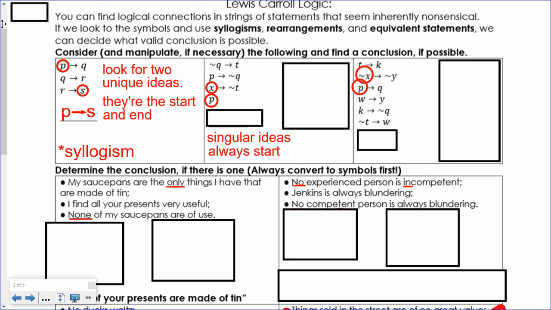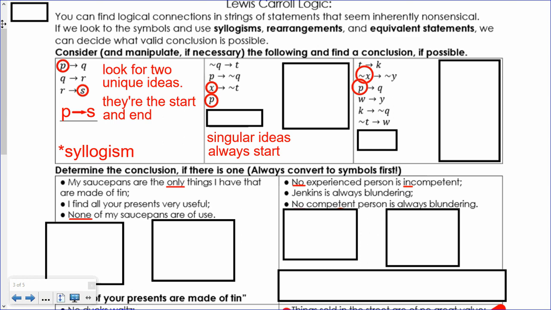So P is going to start, but what is the other letter in here that only shows up once? X. So P is going to be our beginning, and then we're going to end with some form of X. We don't know if it's going to be X. It could change to not X if we use a contrapositive. So you don't want to just assume it's P to X. You got to be really, really careful.